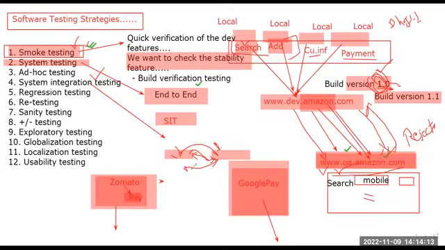So in real time, when you work for some client or project, there is a possibility that your client will be using two different products, and both the products will be interlinked with each other using the login functionality or some other functionality. That's how we have system integration testing. Let me give some other example.